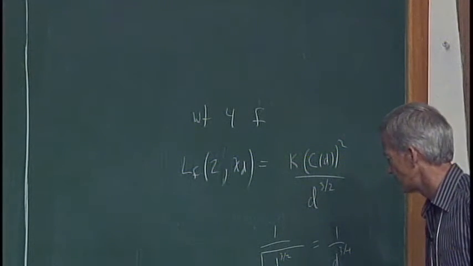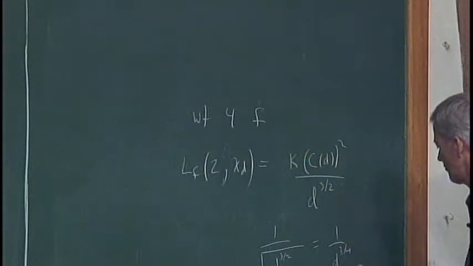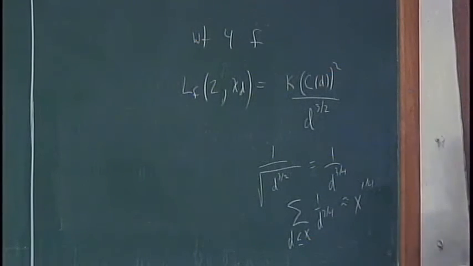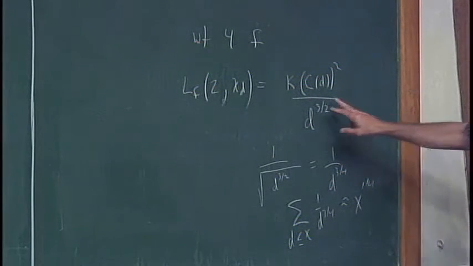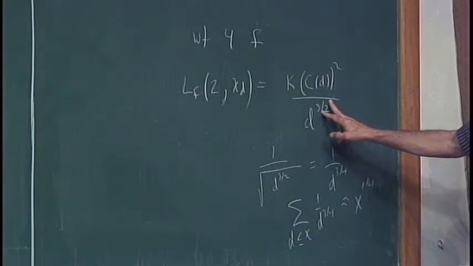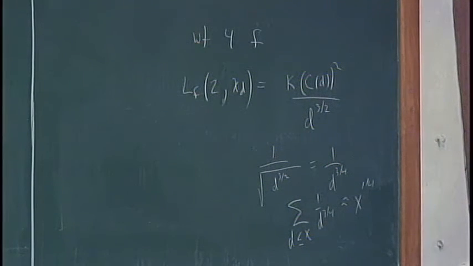And now when you sum 1 over d to the 3 quarters for d up to x, you get around x to the 1 quarter. So in fact, for weight 4 cusp forms, when you twist by quadratic characters, there should be around x to the 1 quarter vanishings. But if you went to weight 6, this would become 5 halves, and when you take its square root, you get 5 quarters. And then when you sum it, it converges. So we expect only a finite number of quadratic twists of a weight 6 cusp form, or higher, to vanish.